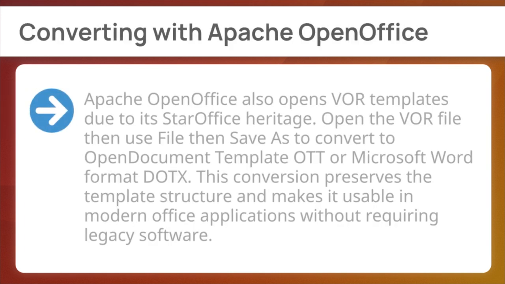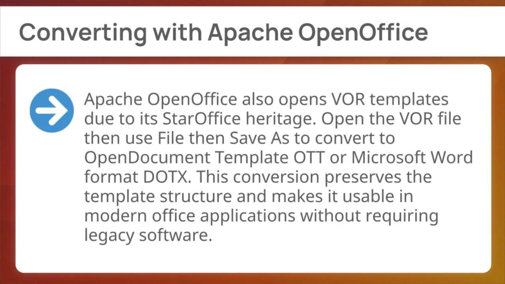Next, converting with Apache OpenOffice. Apache OpenOffice also opens VOR templates due to its StarOffice heritage. Open the VOR file, then use File then Save As to convert to OpenDocument Template, OTT, or Microsoft Word format, DOTX. This conversion preserves the template structure and makes it usable in modern Office applications without requiring legacy software.